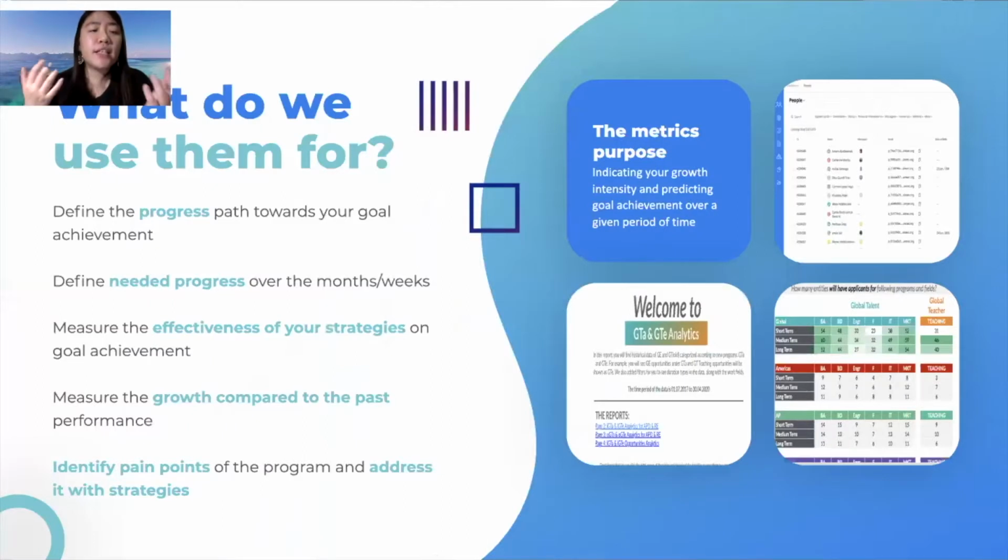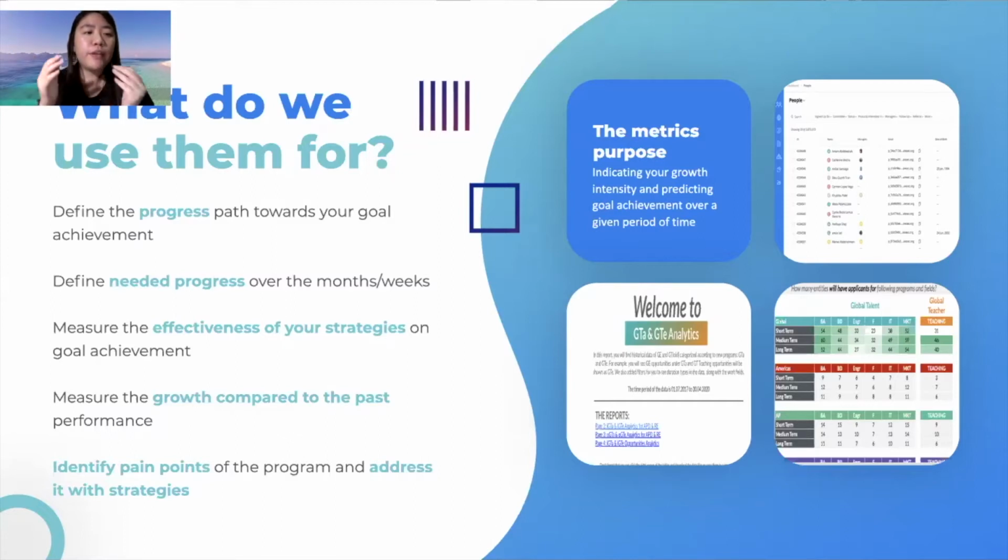And what do we use them for, right? Why do we need to have all these matrix? So there will be 5 major reasons for it. The first one is being able to define your progress towards your goal achievement, which means I know how I'm going along the way to achieving my goal.